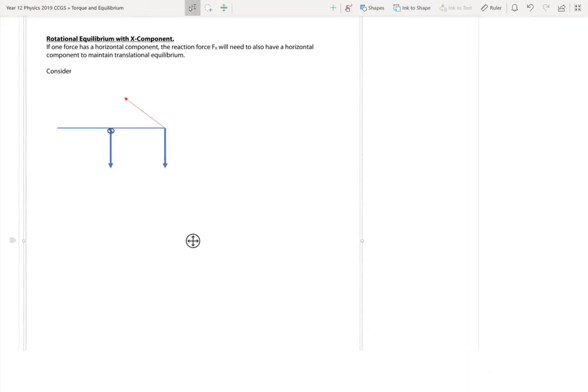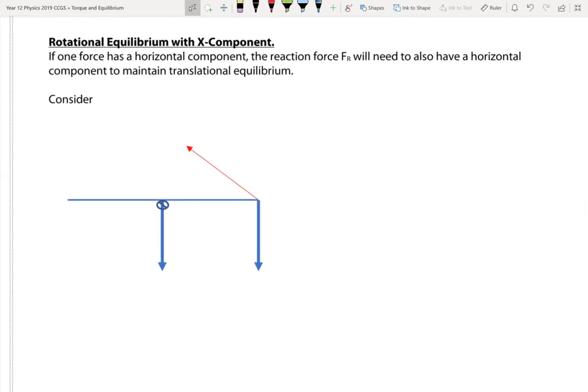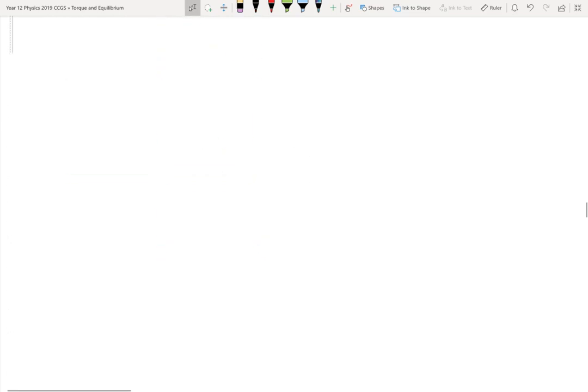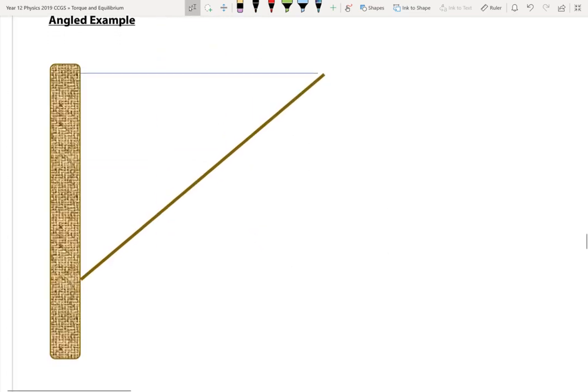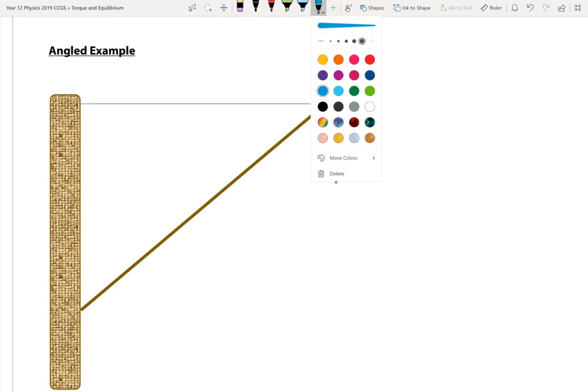All right, so far we've used step 1, solving for rotational, and step 2, solving for vertical translational. Now we are going to include a horizontal component. Could we please go to this question on the next page, the angled example? Because it turns out this question is actually a little bit easier than the other.